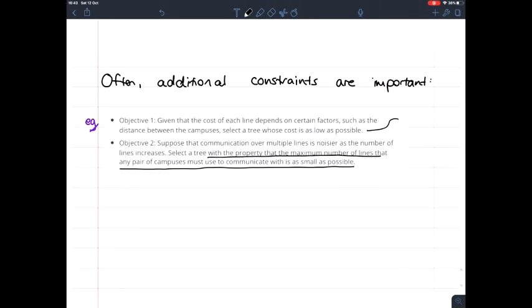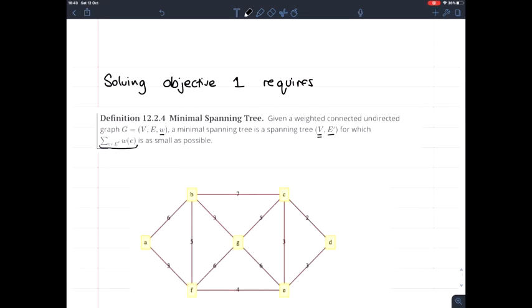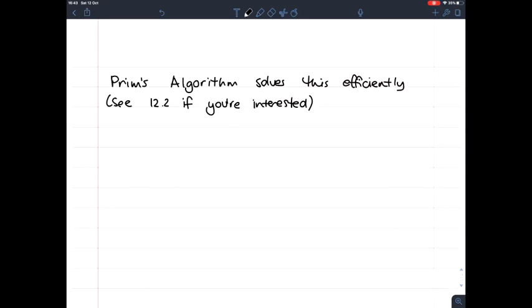So that is solving our question of the tree whose cost is as low as possible, because we have the cost of each bit of the network, and we pick the spanning tree that minimizes that cost. And if you're interested, Prim's algorithm is the algorithm to use to solve that particular question very efficiently. You can check this out in the textbook.